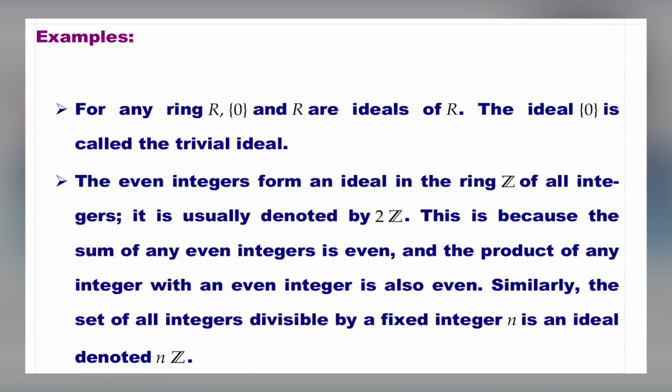Let us look at some examples of ideals. For any ring R, the singleton {0} and R are ideals of R. The ideal {0} is called the trivial ideal.